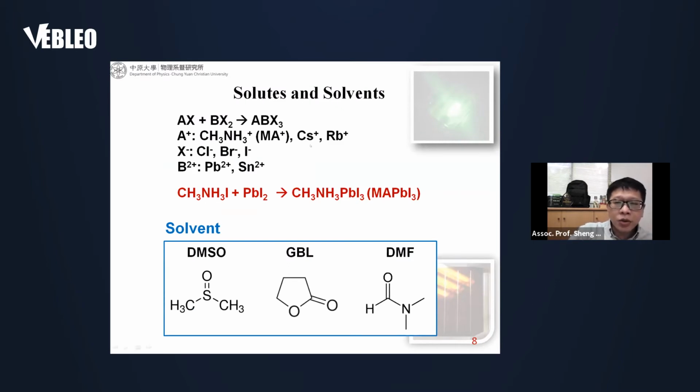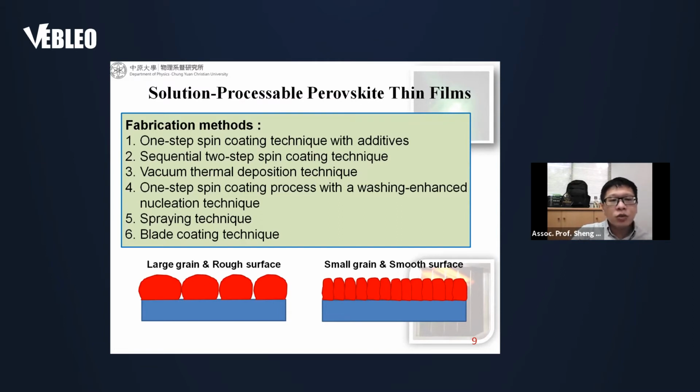Perovskite crystal thin film also can be easily fabricated by using a solution process. We can just put MAI and PbI2 into these solvents, then we can easily get the perovskite thin film. We can use this method to fabricate perovskite thin film. However, this method suffers from the same problem. When we try to increase the grain size, the surface roughness will be larger. So if you want to get a smooth surface, the grain will be small. So there's a trade-off between the grain size and the surface roughness because we are trying to do thin film based devices.